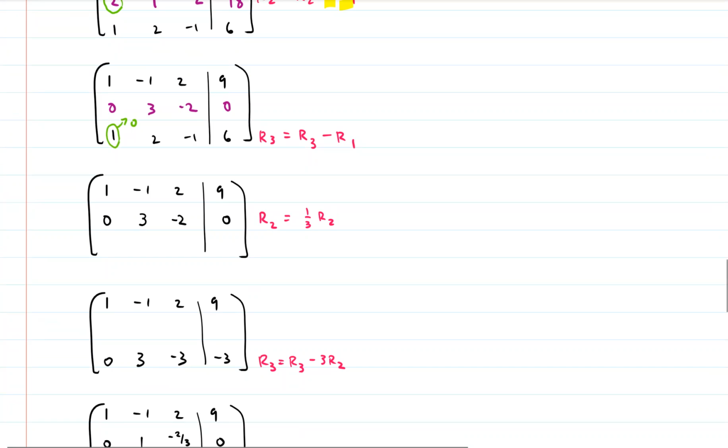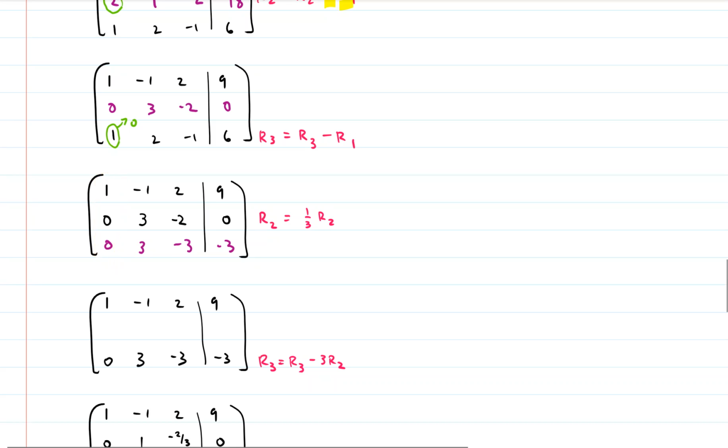So row 3, let's see, what am I doing? I'm subtracting. So 1 minus 1 is 0. 2 minus negative 1 gives me a 3. -1 minus 2 gives me a -3. And 6 minus 9 gives me a -3 as well. Awesome. Check that out. Our first column is in rref form. So we're on our way, right? We're not done with the matrix, but the first column is good.